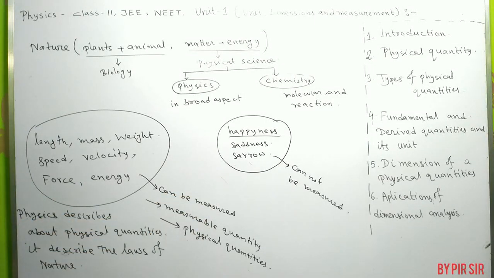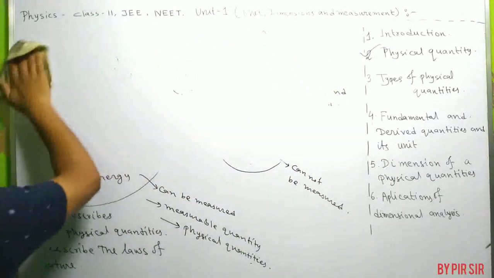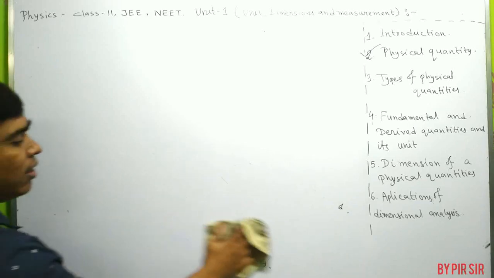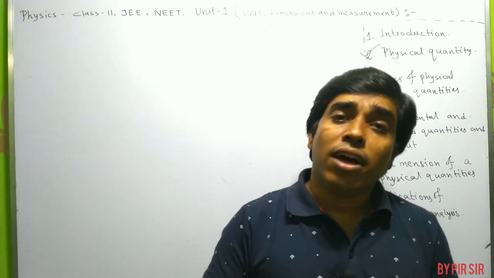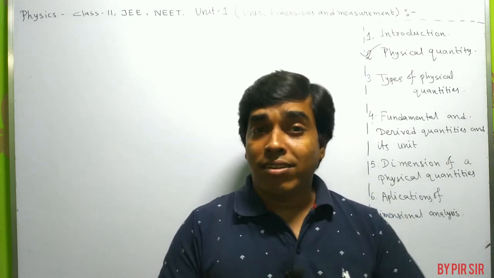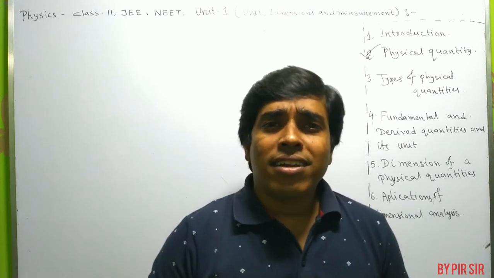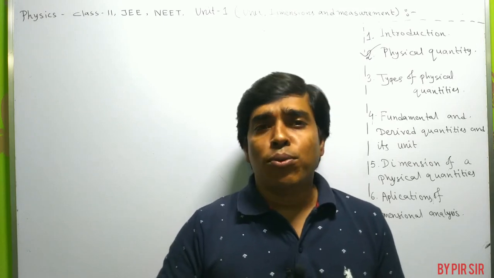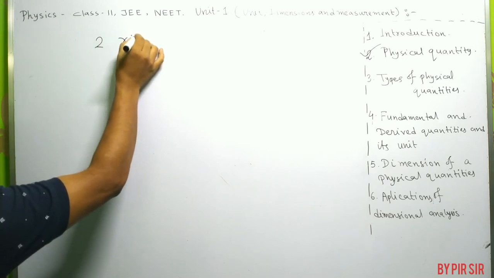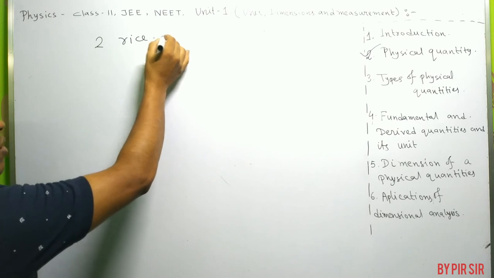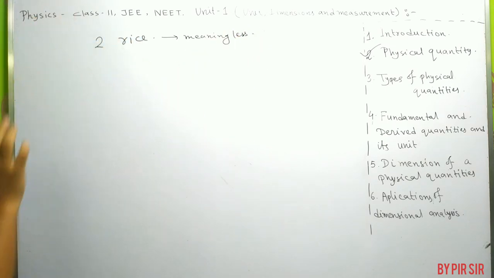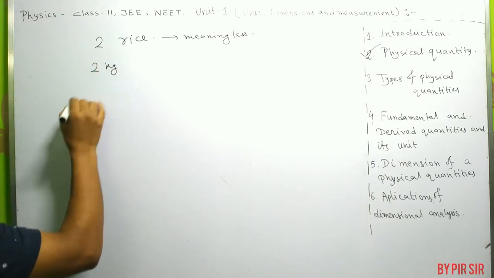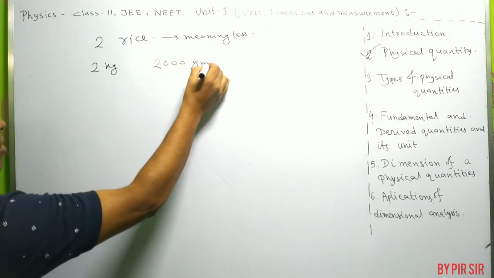Then you have to know what physical quantities are. Mass is a physical quantity. Now, if you want to buy rice, you go to the market and say, give me two rice. But that is meaningless. If you say 2 kg rice or 2000 gram rice, it is meaningful.